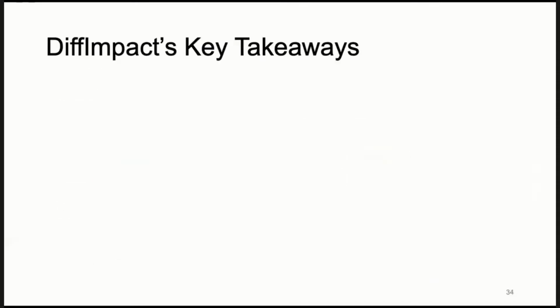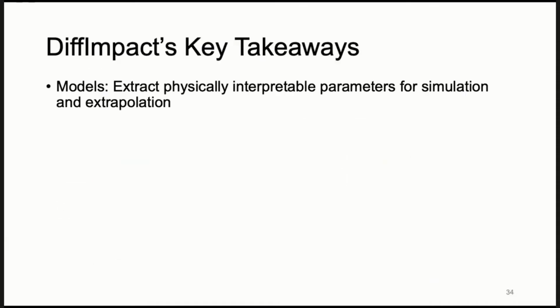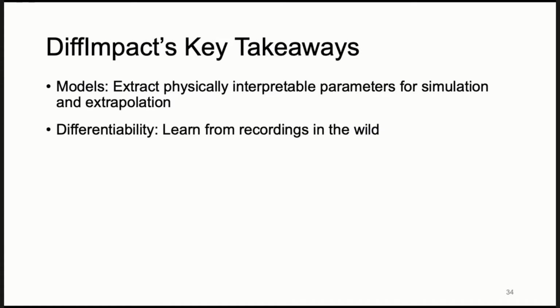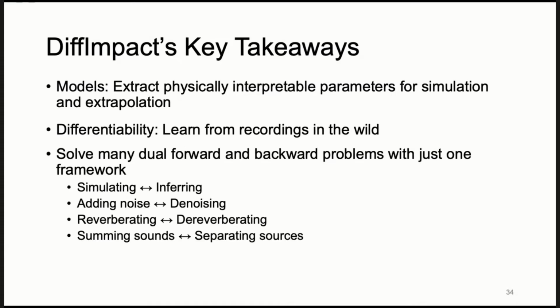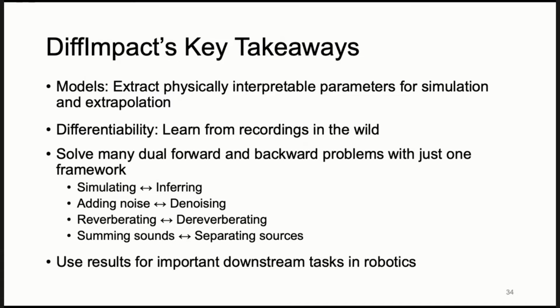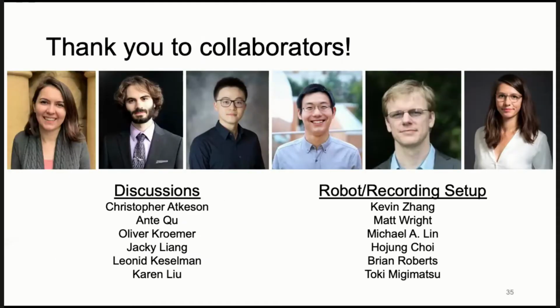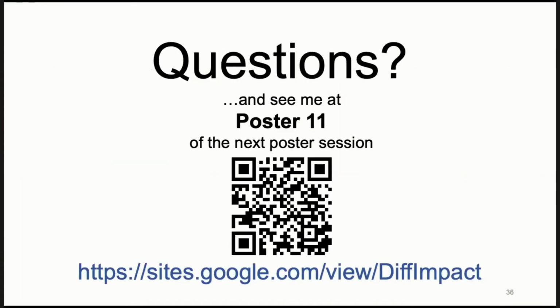Finally, to summarize the key takeaways here, Diff-impact uses physically interpretable parameters which can be used for simulation and extrapolation. It's differentiable, so it can learn from recordings in the wild. And then it can solve many dual forward and backward problems with just one framework. And then use these results for important downstream tasks in robotics, such as material classification and stiffness estimation. And with that, I'd like to thank both my co-authors and the others who made this work possible. It took a village, and open things up for questions.